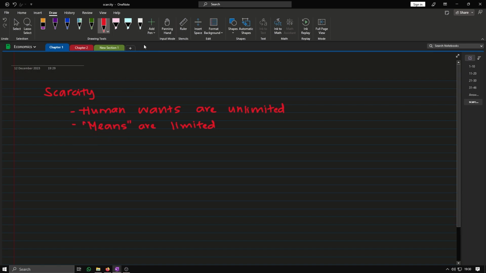Here, what he means by means. Means are resources. Why he says means are limited is because the resources are already limited. On top of that, many of the resources have alternate uses.